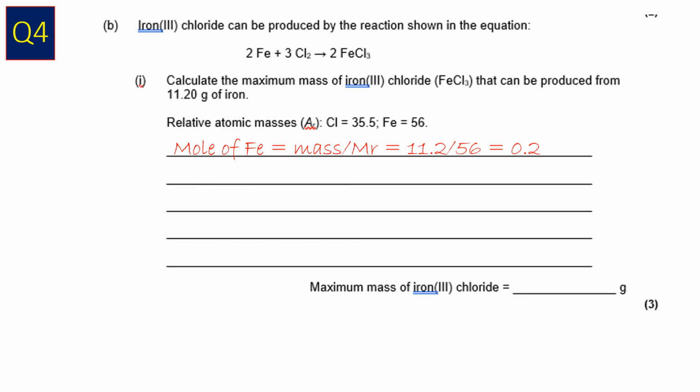So I now can use that information to work out how many moles I have of iron chloride, and I can see from the equation that they have the same ratio. There's 2 moles of iron there and 2 moles of iron chloride being formed. So they equal each other, and if I've got 0.2 moles of iron, I must have 0.2 moles of iron chloride being produced. So I can work out the mass of the iron chloride by times in the moles by the Mr, and I get an answer of 32.5 grams.